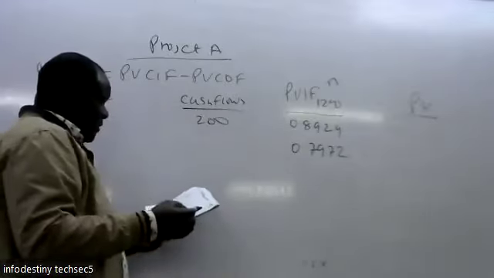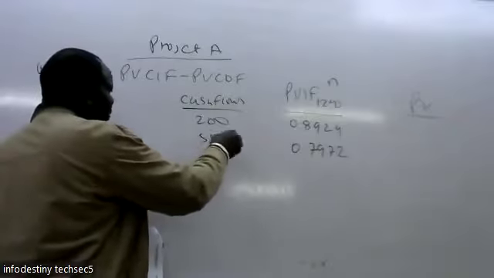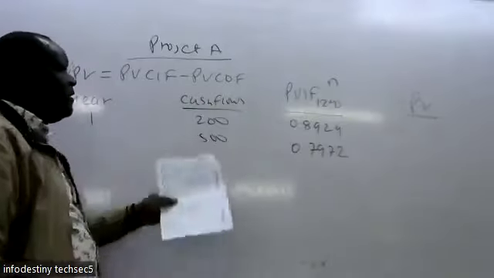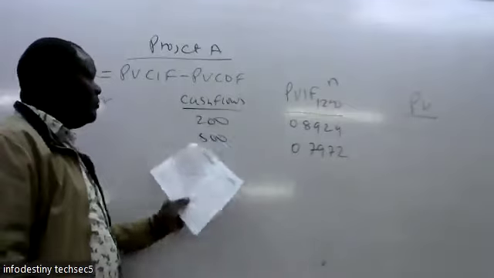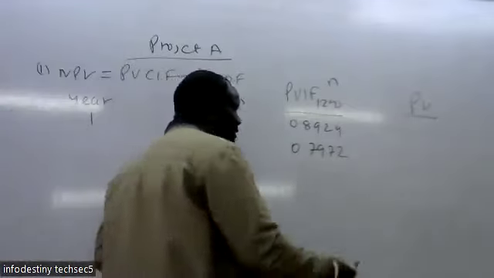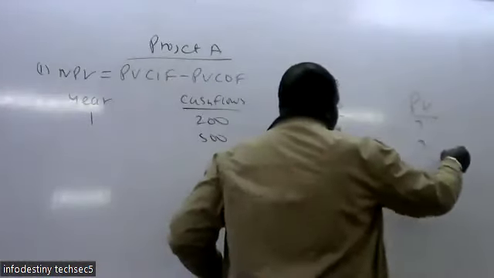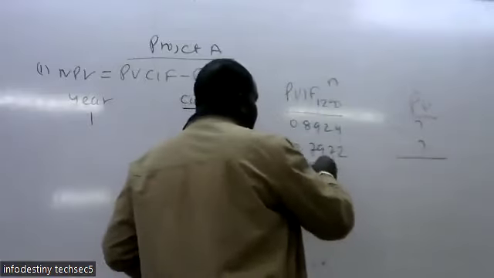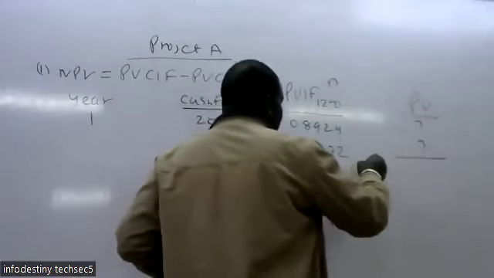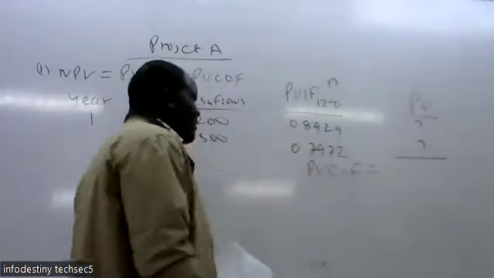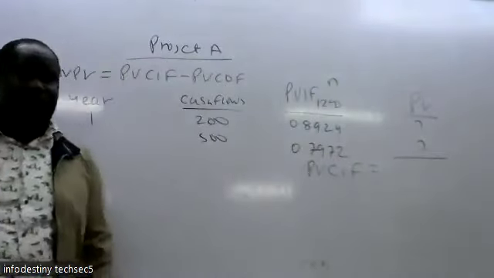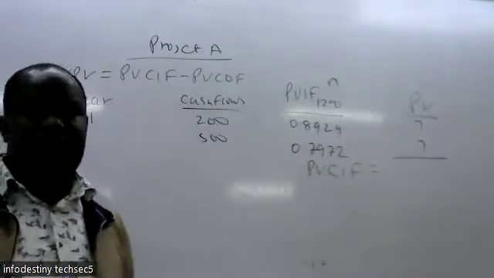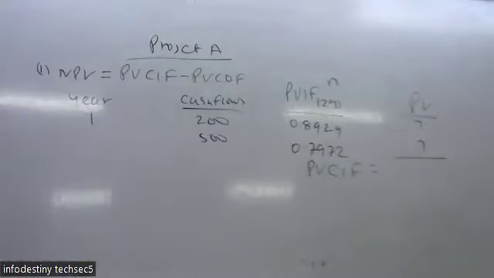Then year two, it is 500. For 12% year one and year two, you multiply by those factors so that when you add them together, they will give you present value for the cash inflows.